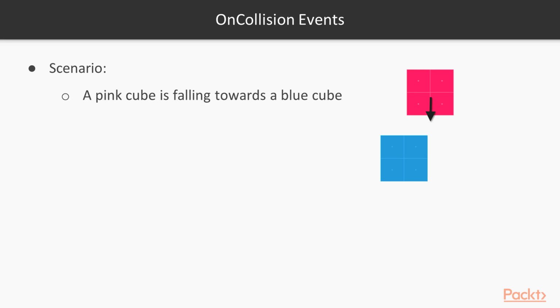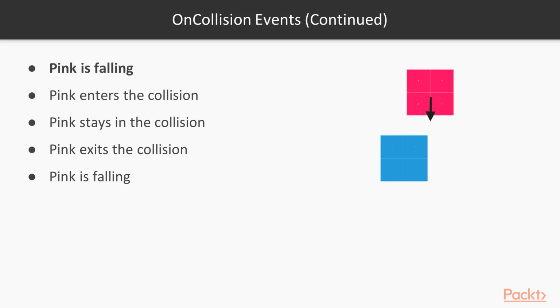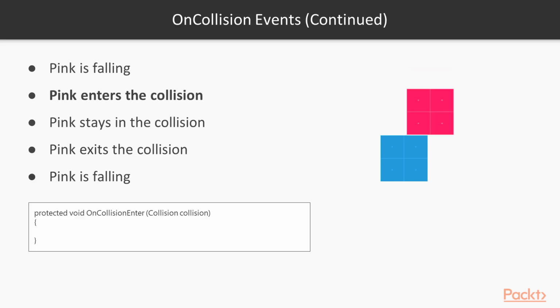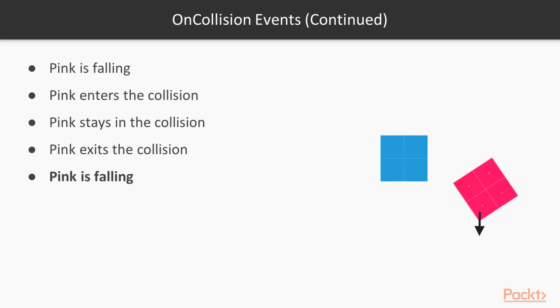Let's imagine we have a pink cube falling downward toward a blue cube. Each of them has a rigid body and a collider, with isTrigger set to false. The pink cube is falling, enters the collision, firing an OnCollision enter. Pink stays in the collision. Now, for every frame that they're touching, we'll get an OnCollision stay call. When pink exits the collision, we'll get a one-time OnCollision exit. Then pink continues to fall.